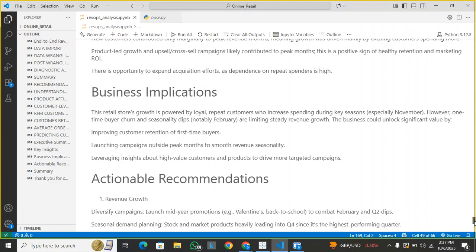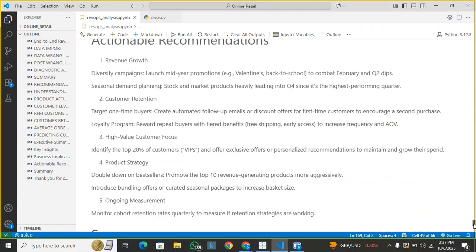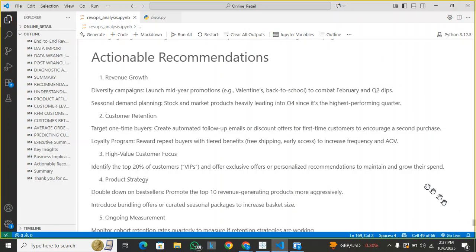So, actionable recommendations. One, for revenue growth, diversified campaigns: launch mid-year promotions like Valentine's and back to school to combat February and quarter two dips. Stock and market products heavily leading to quarter four since it's the highest performing quarter.